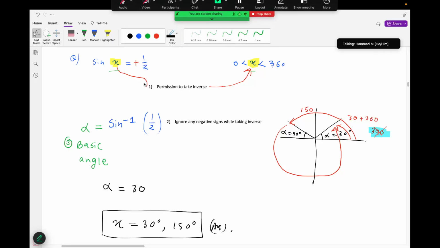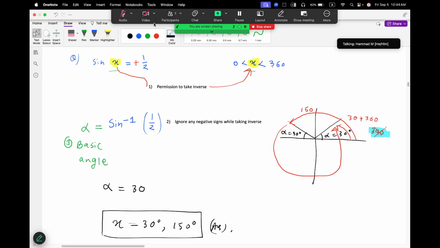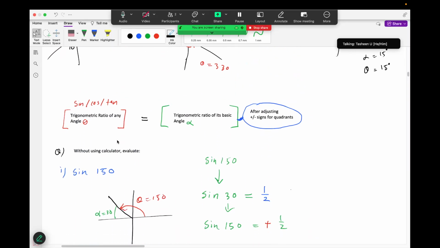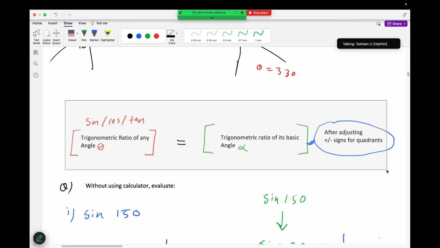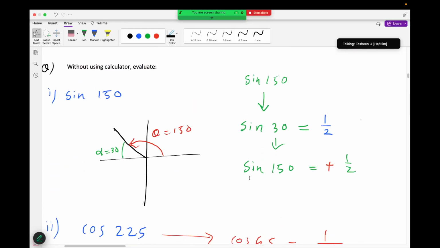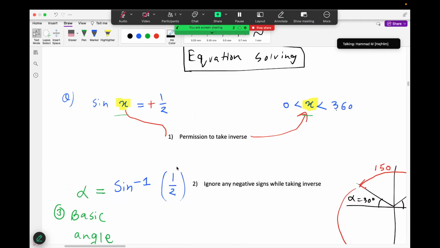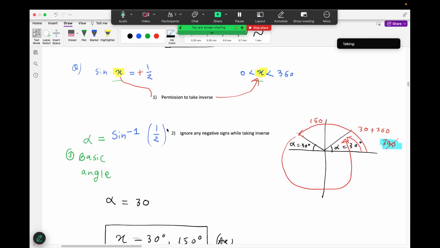What's the point of taking basic angle? Please explain again. Yeah, because we learned this, that the trigonometry ratio of any angle theta equals the trigonometry ratio of its basic angle alpha after adjusting plus minus signs. Yeah, I get that, but how are we using this in this question? We are trying to find the value of x for which sine x is half.